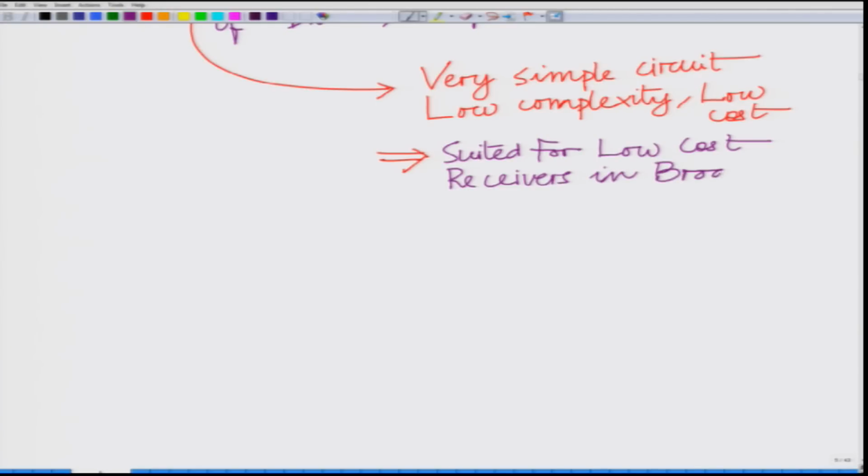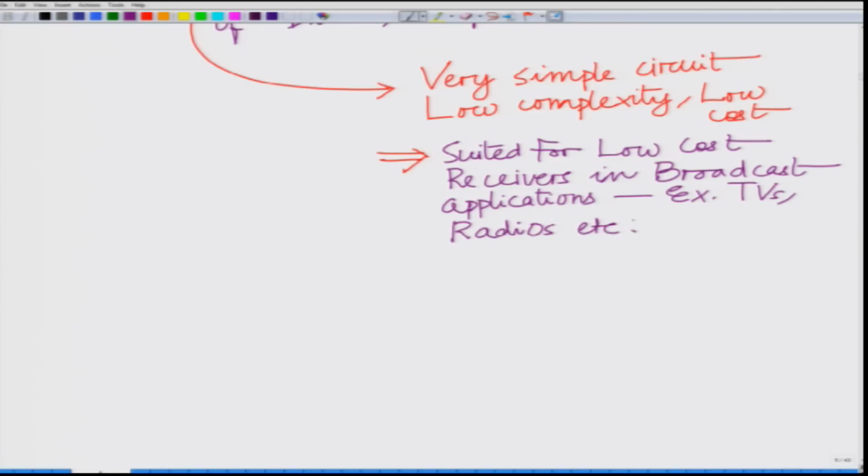Especially in broadcast applications, examples being your TVs or transistor sets or radio sets, etc. So, the attractive feature of the envelope detector is the simplicity or the low complexity of the circuit, which enables low cost implementation and therefore helps build receivers with very low cost, suited for broadcast applications.